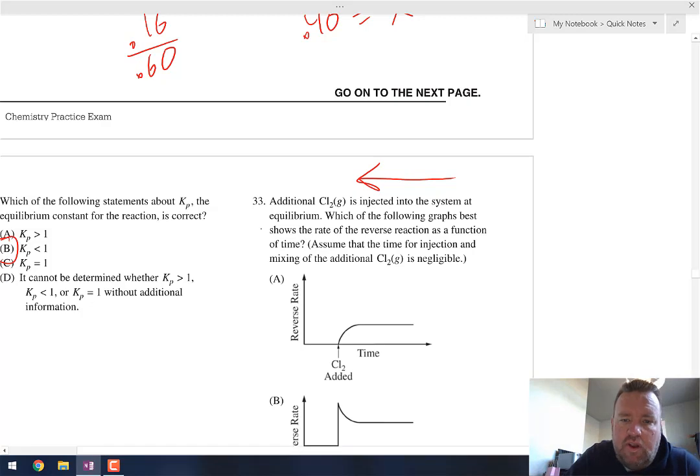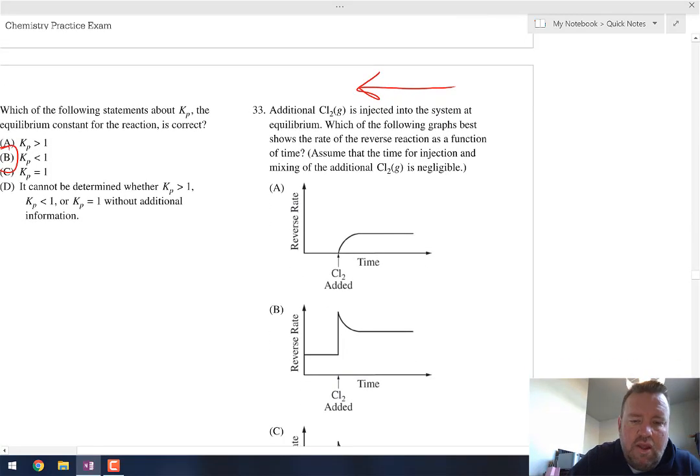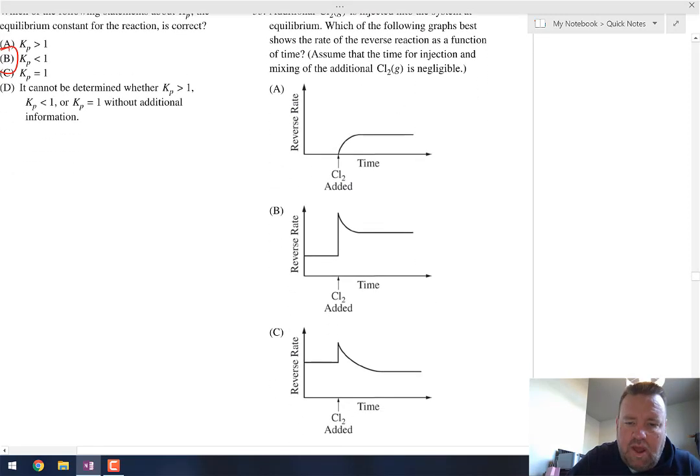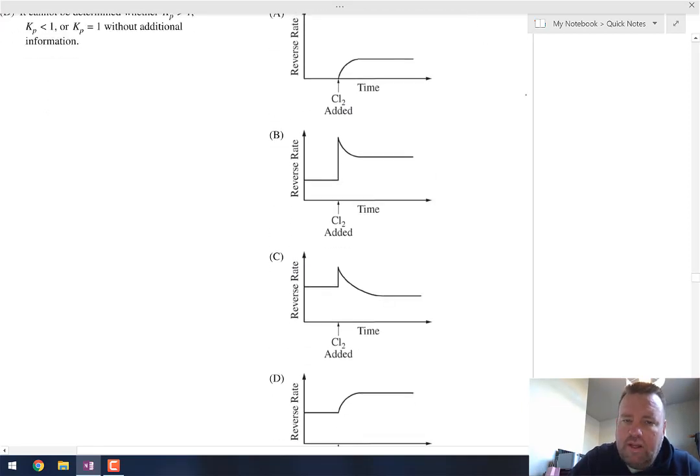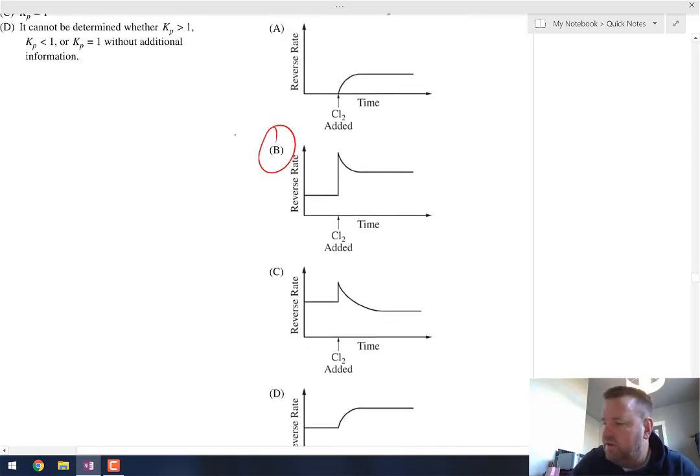Which of the following graphs best shows the rate of the reverse reaction as a function of time? Again, that goes up really, really quickly. Then it's going to drop back down, but not drop back down farther than when it was before. So the correct answer, therefore, is B.